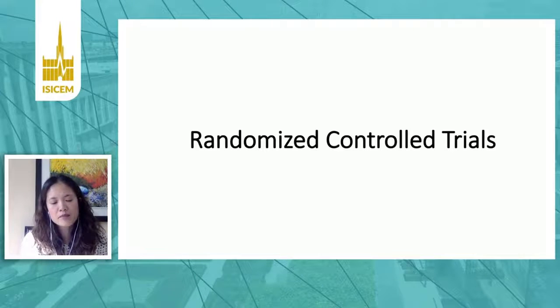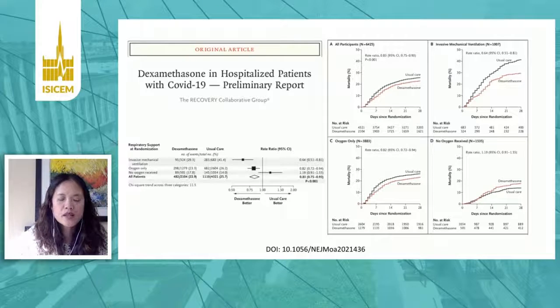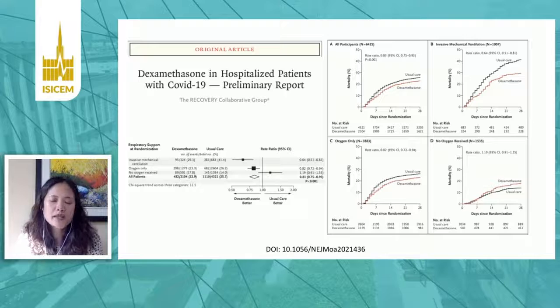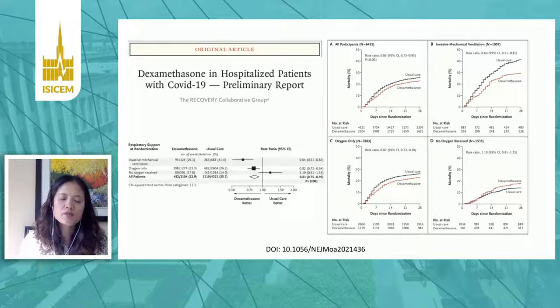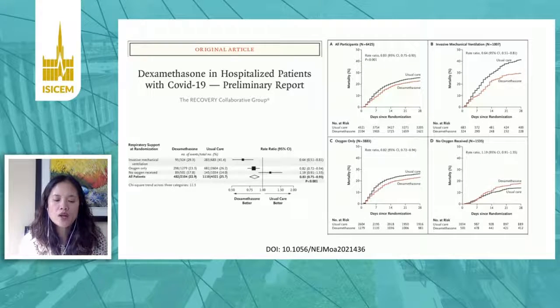Since then, we have had multiple RCTs investigating the benefits of systemic corticosteroids in patients with COVID-19. In July, a group from the UK published a multi-center controlled open-label trial comparing the use of oral or intravenous dexamethasone to usual care alone. The primary outcome was 28-day mortality. A total of 2,104 patients were assigned to receive dexamethasone and 4,321 patients to receive usual care.